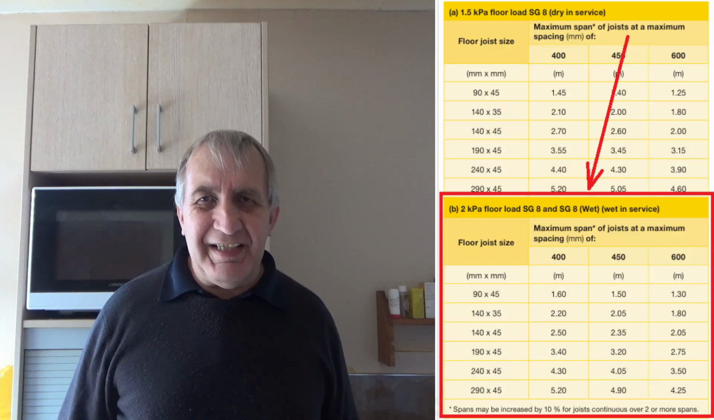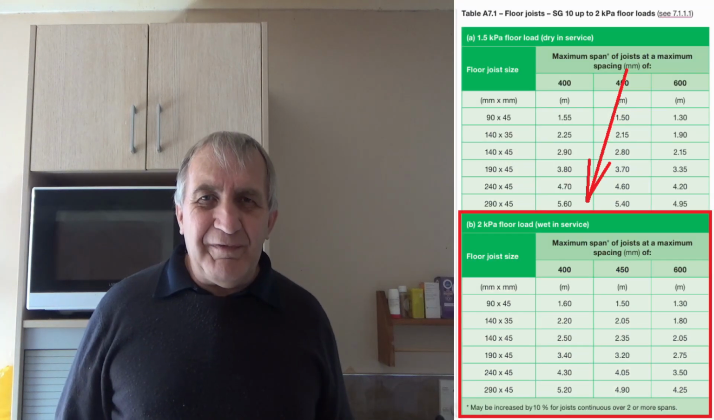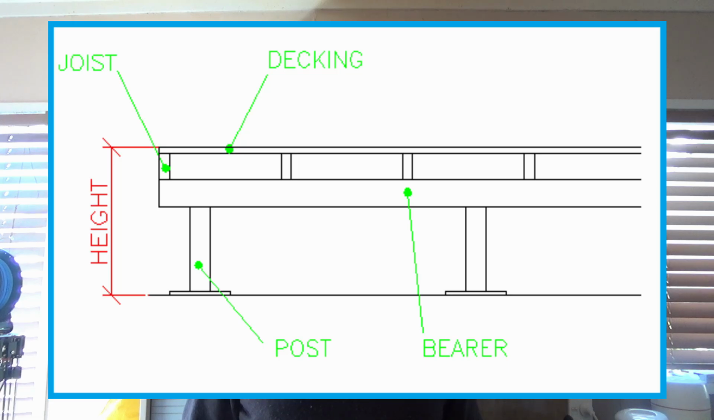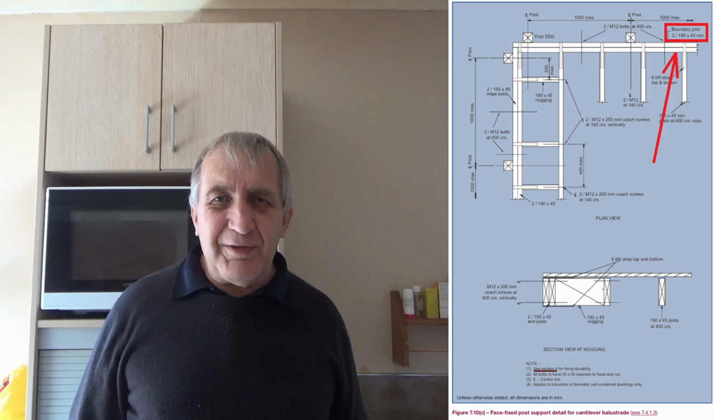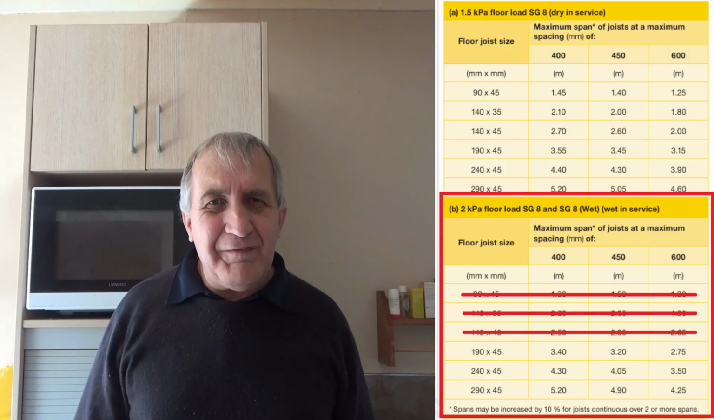Once the bearers are taken care of, it's time to work on the joists. As with the bearers, there are 3 different grades of structural timber which can be used: SG6, SG8 and SG10. And as mentioned before, if your deck is more than 1 metre above the ground, you will need a minimum joist size of 190 millimetres by 45 millimetres. So if your deck falls into this category, half the timber sizes in these tables are not going to be applicable for you.